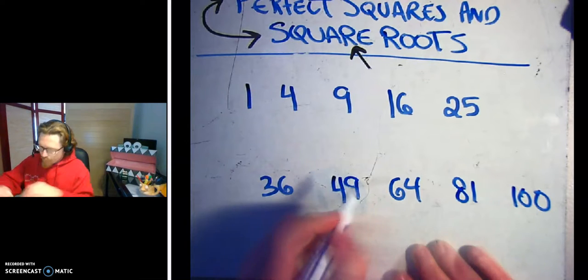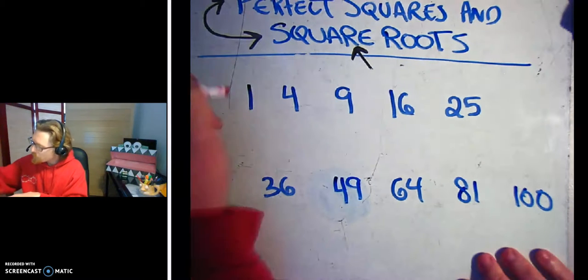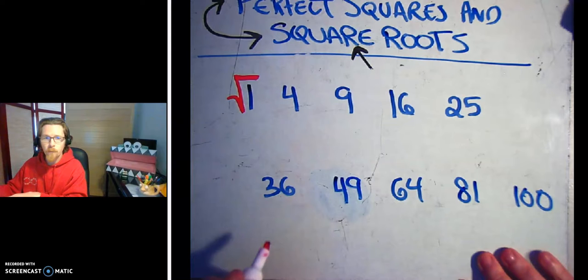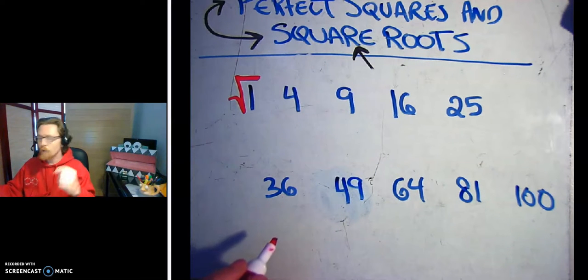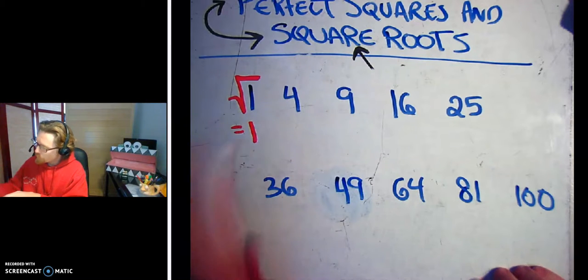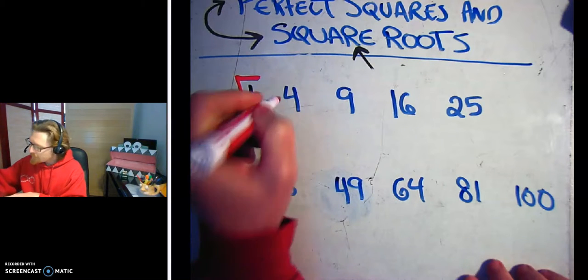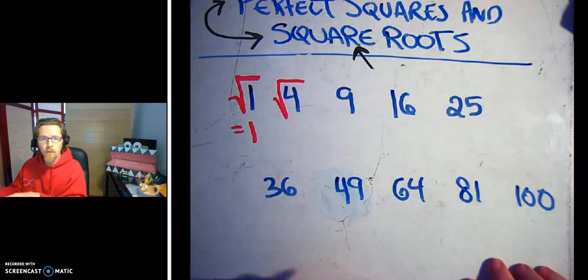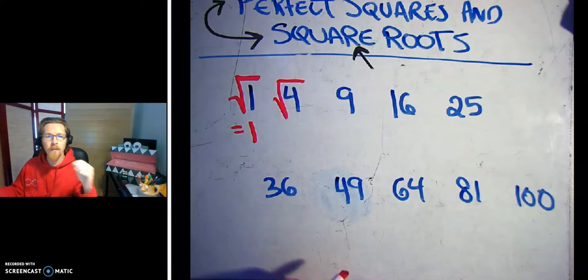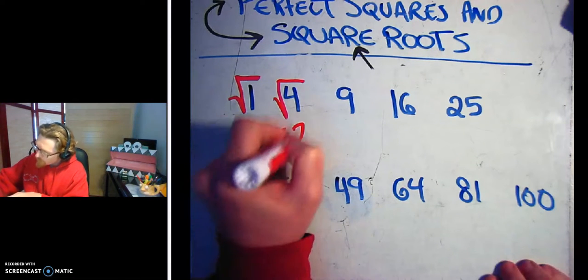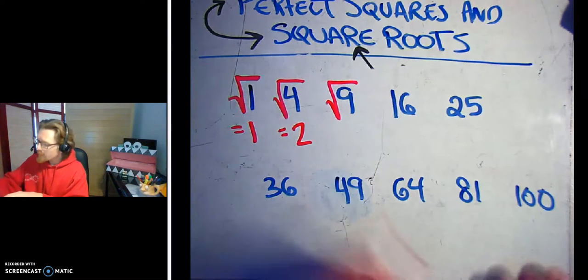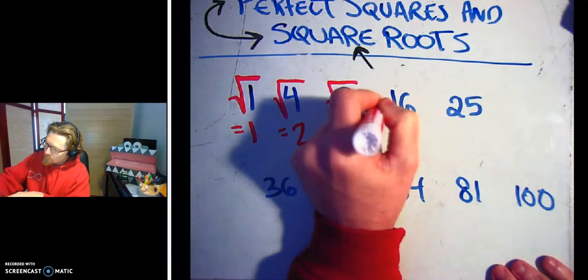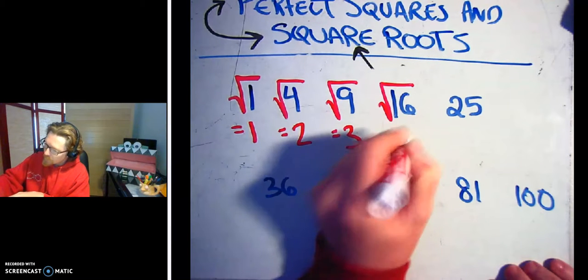I'm going to do the square root. So remember, the square root, we're going to take the square root of 1. We're asking what number times itself is equal to 1. Well, we know the square root of 1 is 1. I'm going to take the square root of 4. I ask what number times itself equals 4. What number squared is 4? We know that is 2. The square root of 9. What number squared is 9? 3. The square root of 16 is 4.